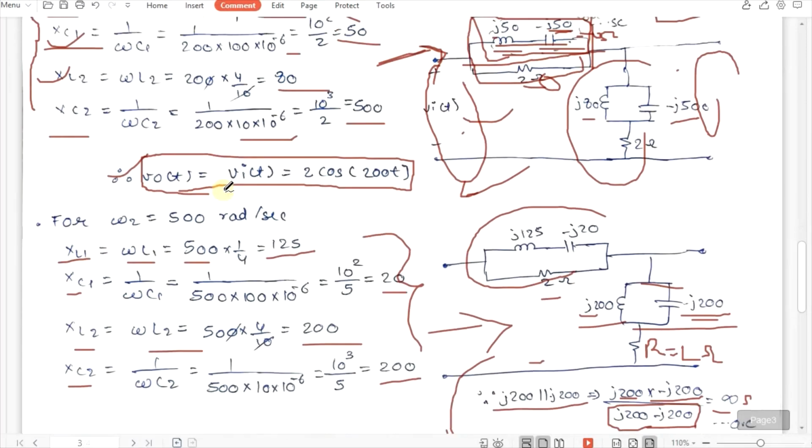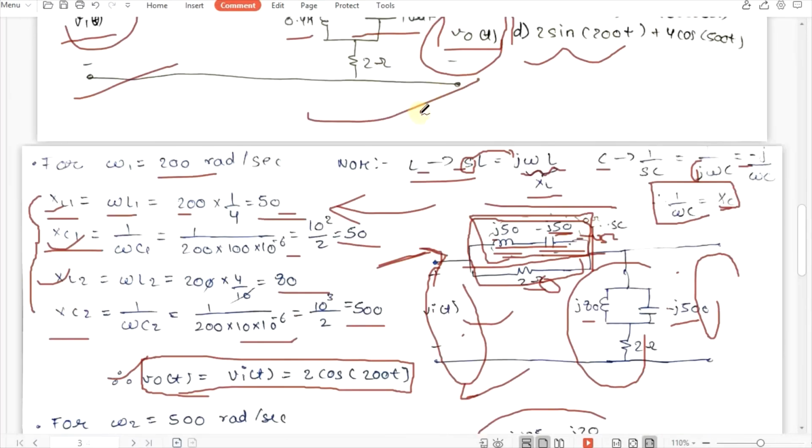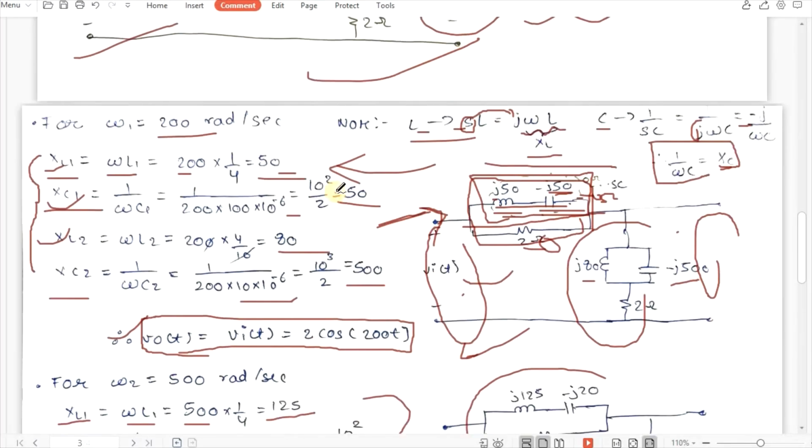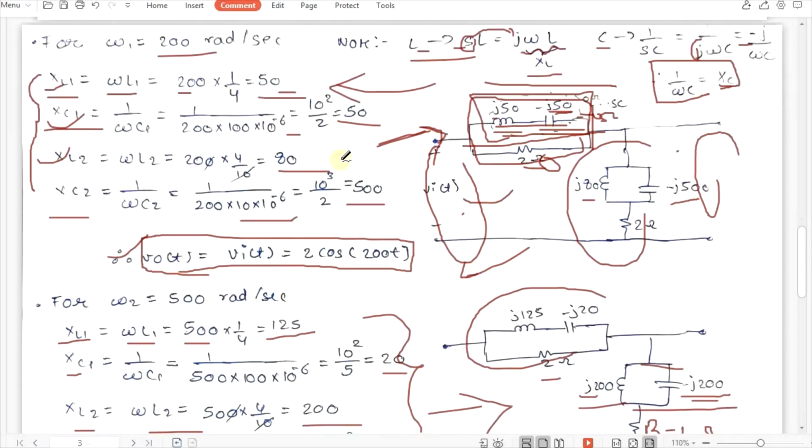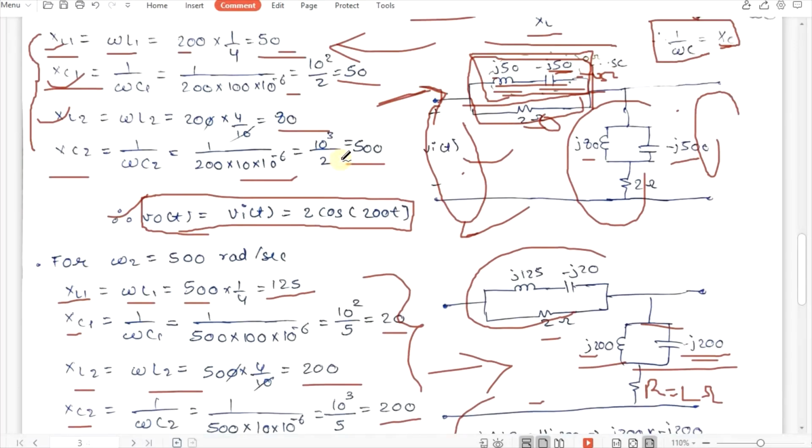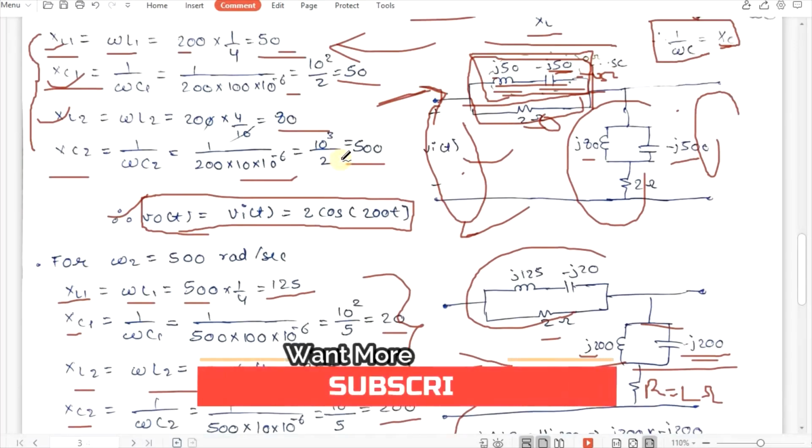So this was the second sum. From this second sum, we have learned that we have to do all the conversion in the circuit itself. We will convert to the Laplace domain, find the reactance values, substitute the reactance values in the circuit itself, and only after that start solving. This will make our simplification easier and we will get the answer very fast.